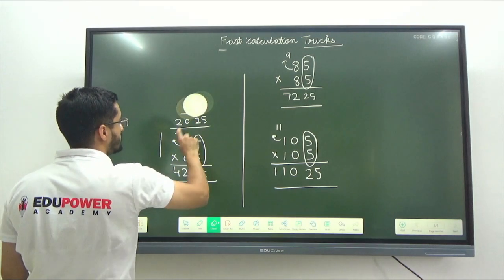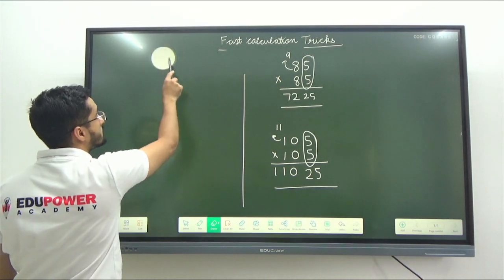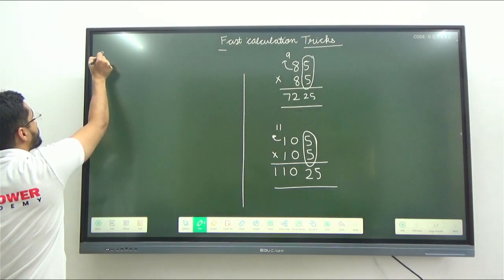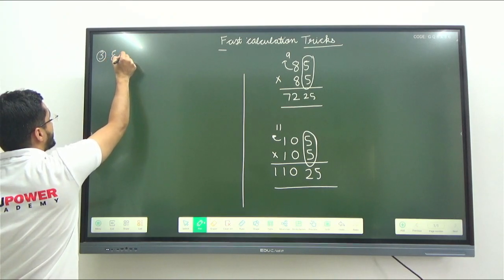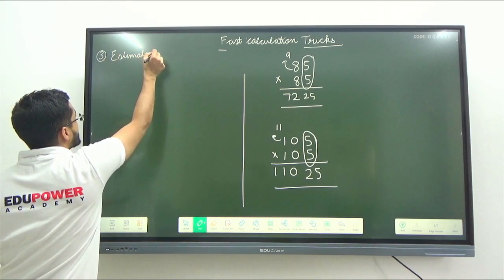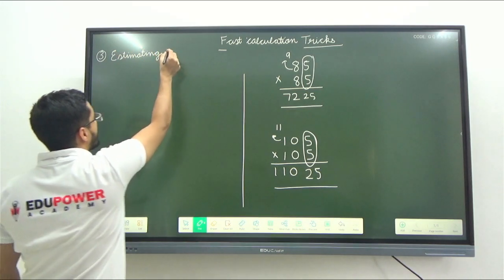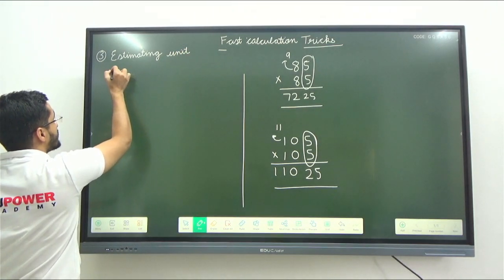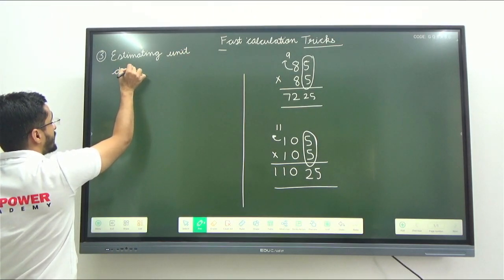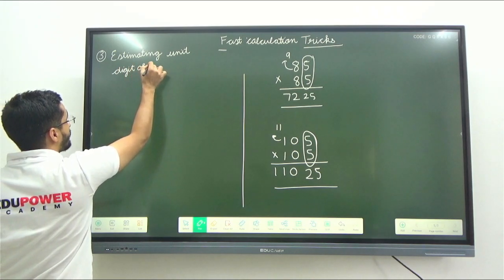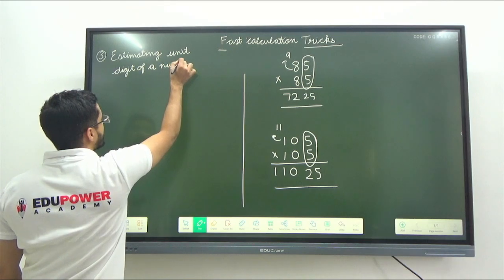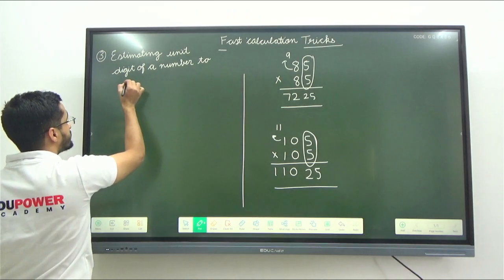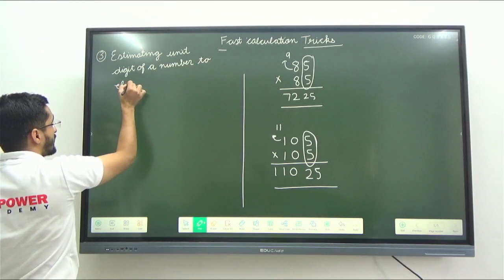Next trick is estimating the unit digit of a number to eliminate options.